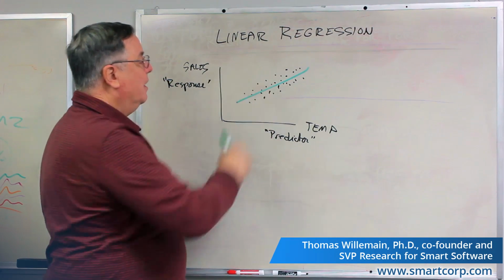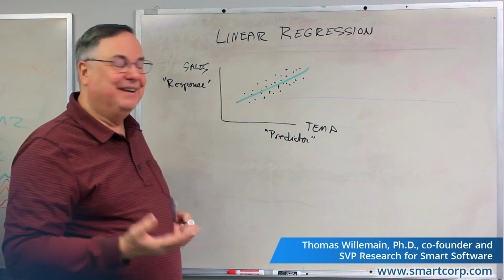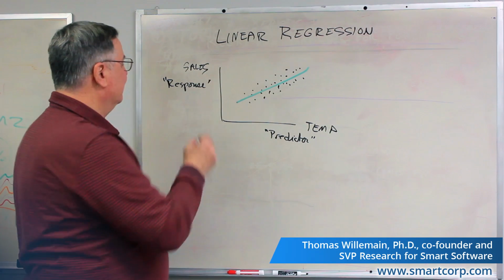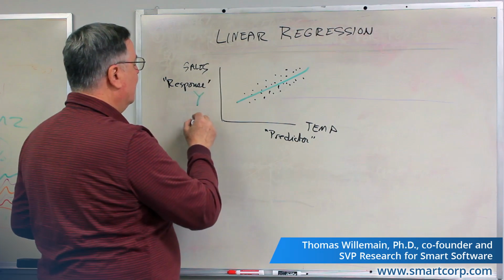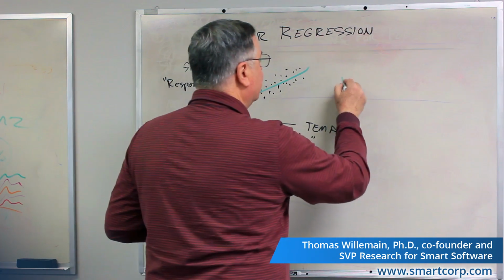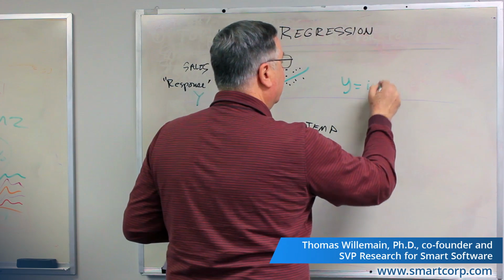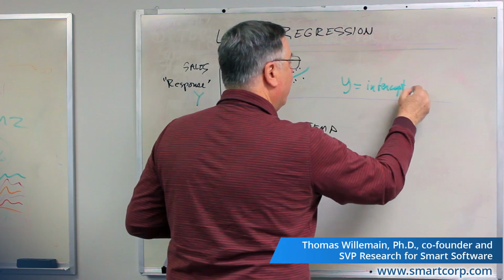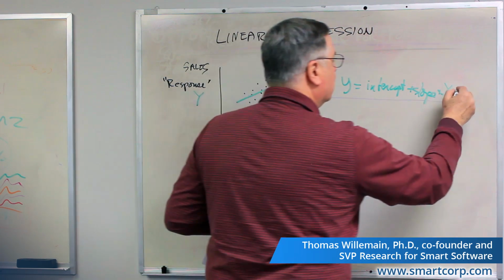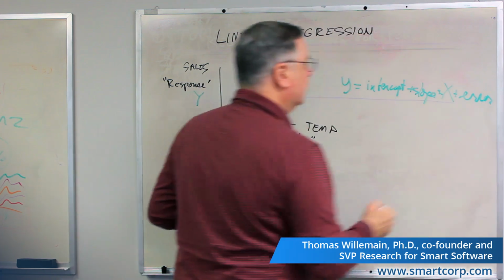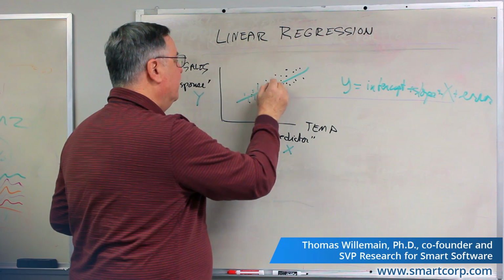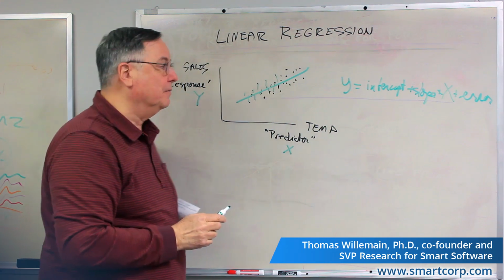So this line, if you remember from high school algebra, a straight line has an intercept and a slope, and it has an equation. And so we'll, in general, call this y and this x. We're predicting y from x. And the equation is that y equals intercept plus slope times x plus error. In other words, there's still some variation around this line. It doesn't explain everything. It explains part of the randomness in the problem.